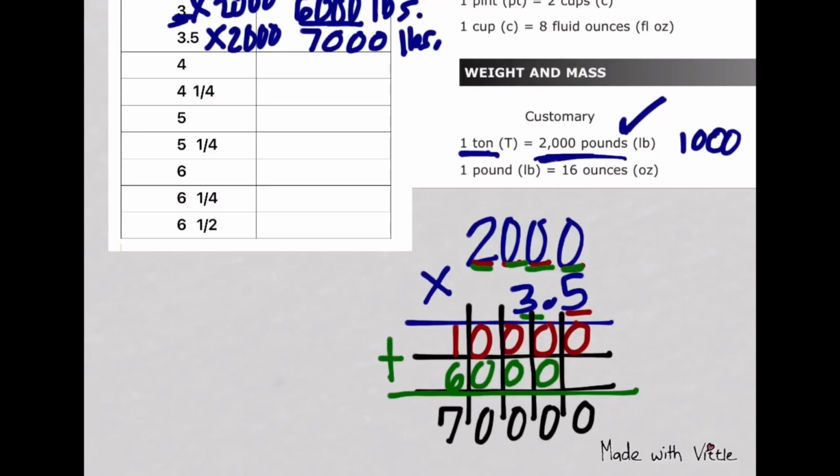How many numbers do we have behind a decimal point? There's just 1 digit. So on our final answer, we have to place 1 digit behind a decimal point. Isn't it our answer is 7,000 when we have 3.5 tons? You will have 7,000 pounds.